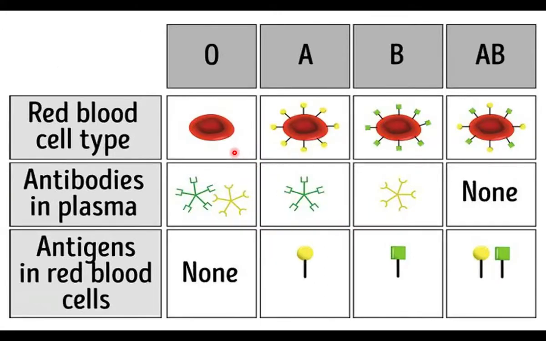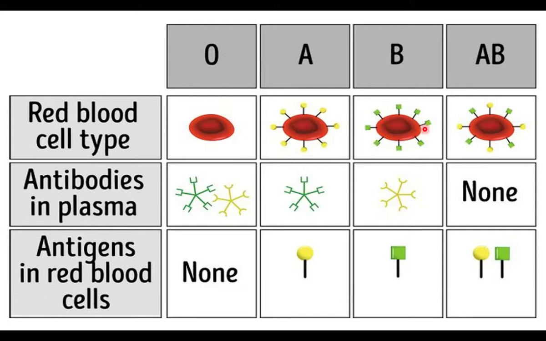Carefully look at this. Let us start from A. A blood group RBC has A antigen. Antigen A is given in yellow color. The RBCs of A blood group individuals have A antigen on the surface. The red blood cells of B individuals have B antigen on the surface. B antigen is given in green color.